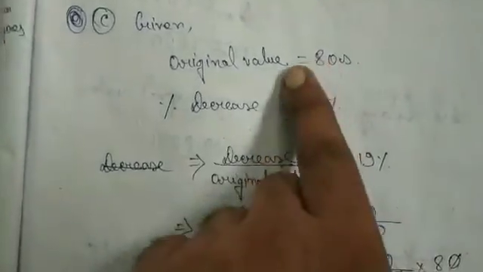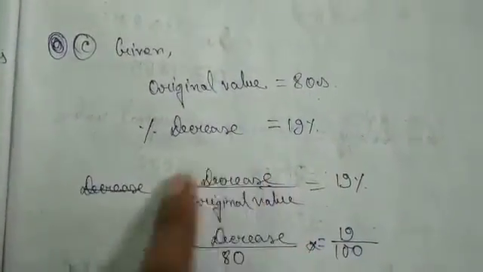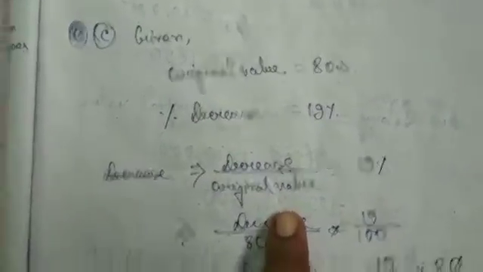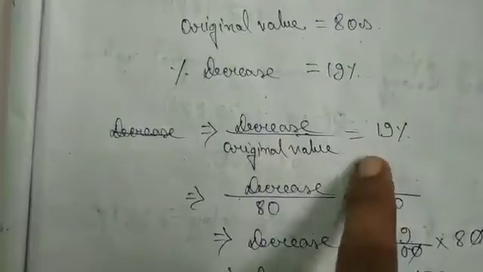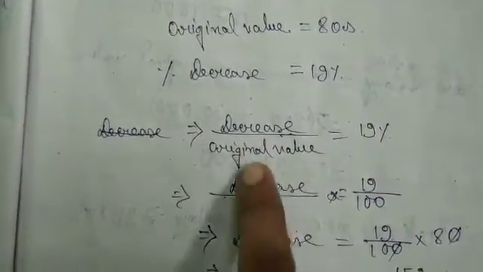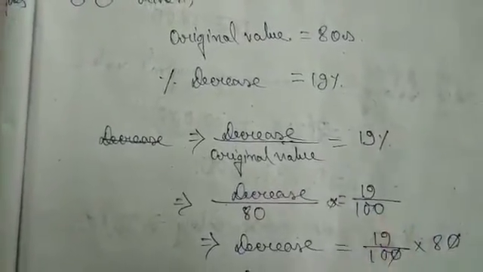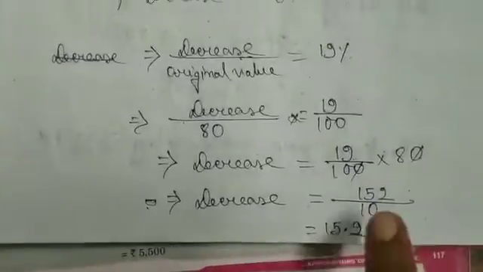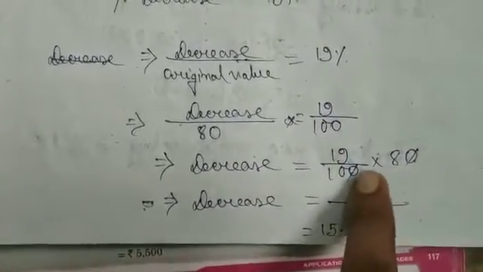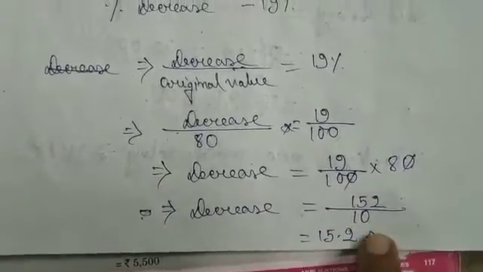See here the original value is given and the decrease percentage is given. We have to find the decrease and the new value. So decrease equals original value into 19%. The original value is 80, so 80 into 19 by 100 gives us what? After cross multiplication and cancellations, we get 15.2 seconds.